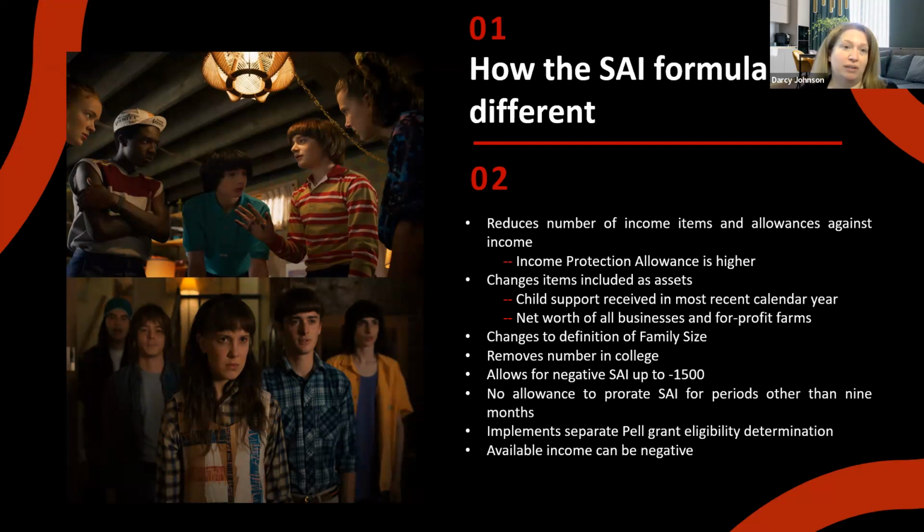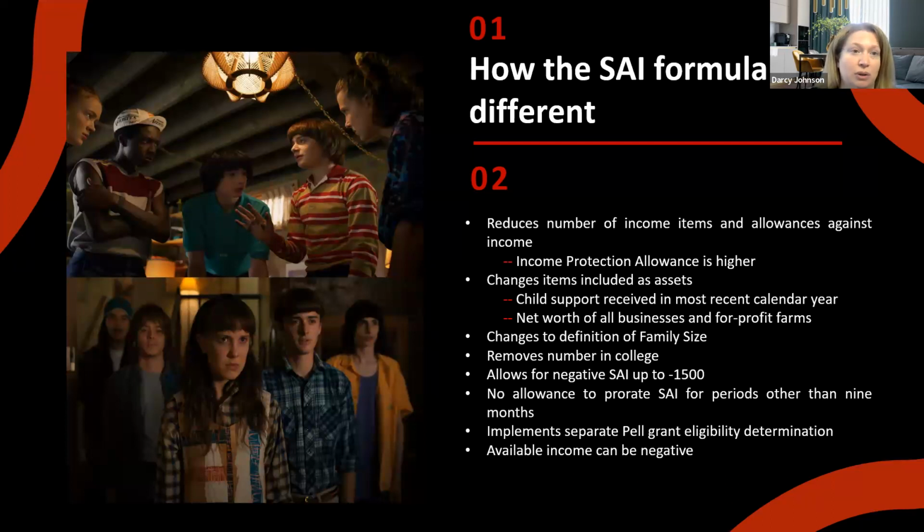Child support received is no longer considered income. It's now considered an asset. And then the net worth of all businesses and for-profit farms will be included regardless of the size of that business or farm. There are also changes to the definition of family size that Leah just discussed. She discussed the removal of number in college.